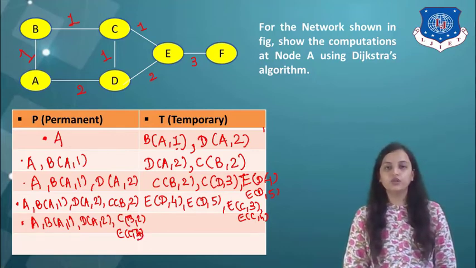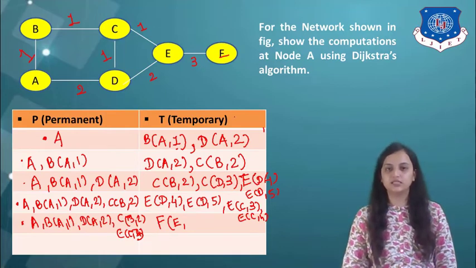Now as E is shifted on the permanent side, we don't need to write down the values for E on the temporary side. So now we are at the node E. We need to check the connections of the node E, which is connected to the nodes F, C and D. As C and D are already on the permanent side, we need to consider F only. So to reach F via E, if I consider this path, then the values will be 1 plus 1, 2, 2 plus 1, 3, 3 plus 3, 6. That will be F is 6.